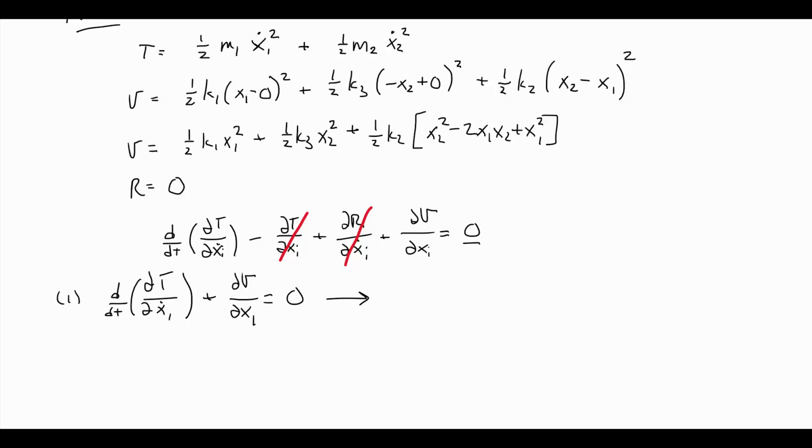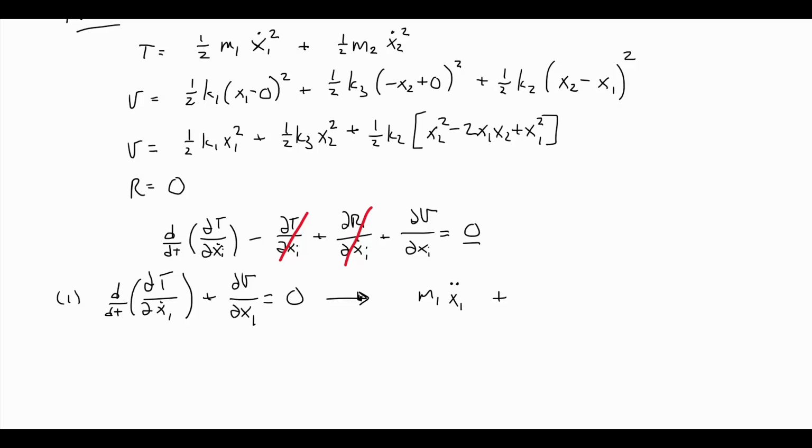So let's see what pops out here. And there'll be kind of overlap between the modeling step and the equation of motion, as we'll see in a moment. So let's take d/dt ∂T/∂ẋ1. Looking up at T, I am going to get m1 ẋ1. So the 2 and the 1/2 are going to cancel each other. Now I'm going to take the time derivative of this, so the ẋ goes to ẍ. Now, plus ∂V/∂x1.